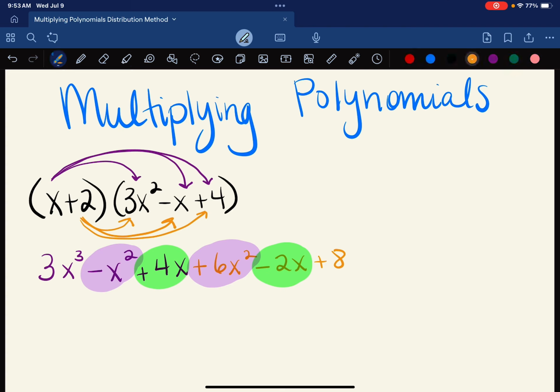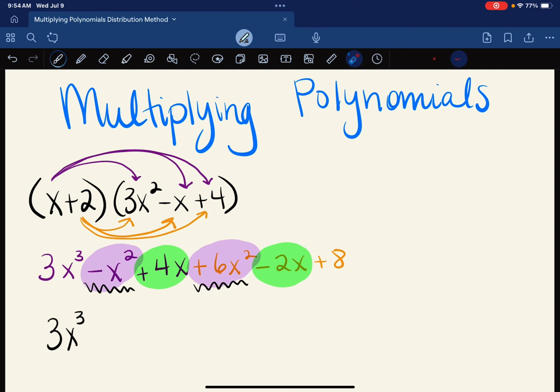Now when we write our final solution, you want to start with the term that has the highest exponent, which I look and I see that this is a cubed right here, or an exponent of 3. So that's the term I'm starting with, 3x to the 3rd power. And then I see that I have my x squared term, so minus x squared plus 6x squared.